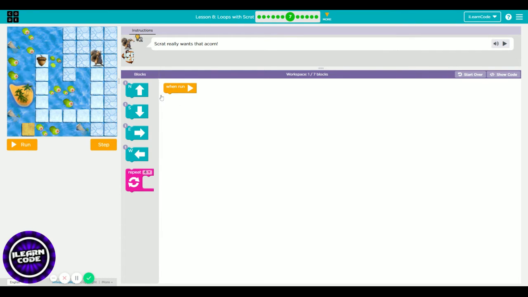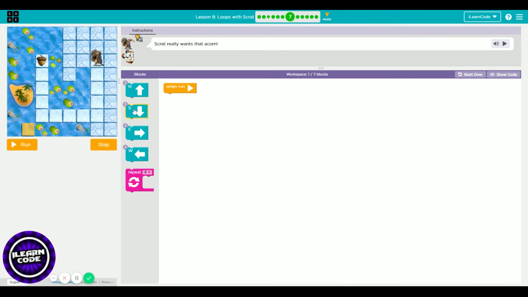Okay, so as you can see, there is a number on each block. What does it mean? It means you can only use each block that many times. If there's a number 2, you only need to use it 2 times. In this case, you only need 1 time on the north block, 1 time on the south, 1 time on the east, and 1 time on the west. So if you can use each block only 1 time, that means you have to use the repeat block. Otherwise, you're not able to complete this level using only 1 block for each.